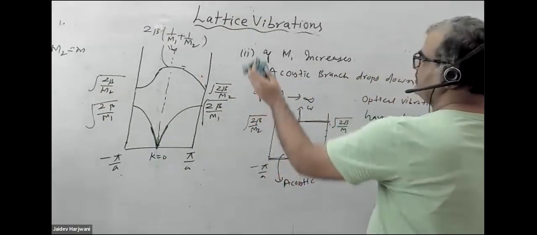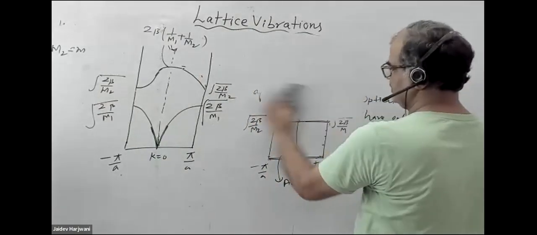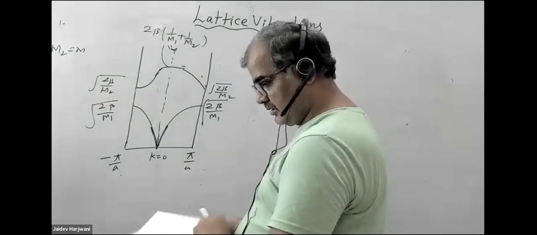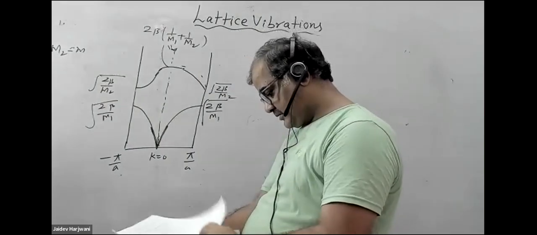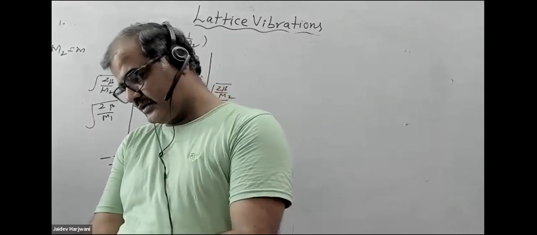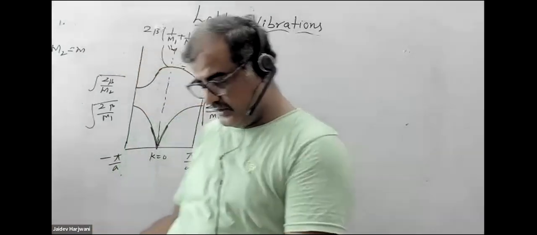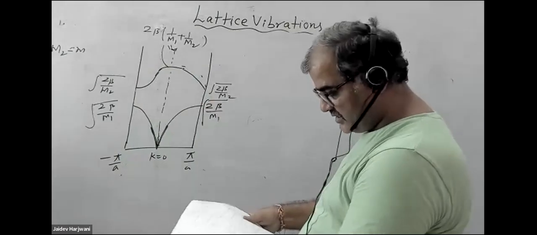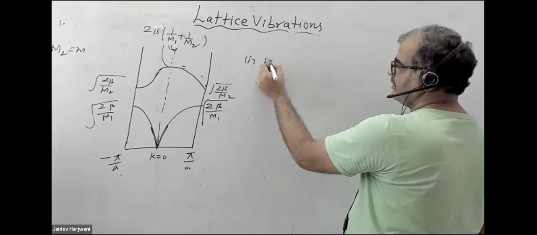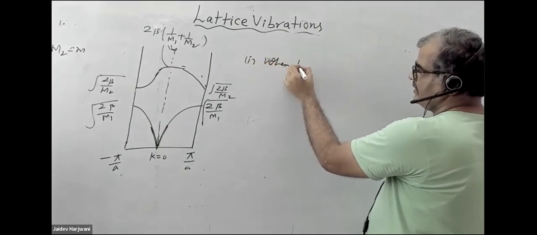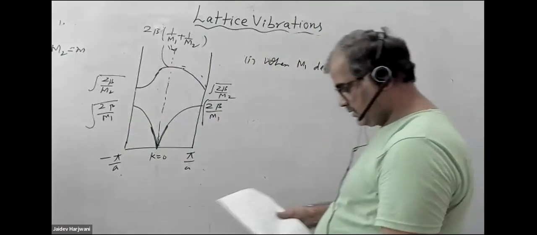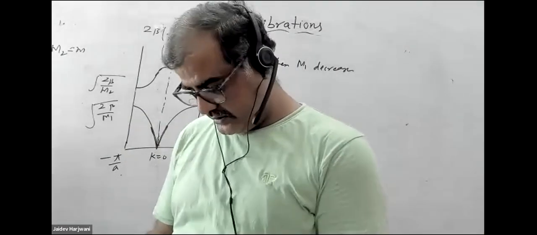Now let me discuss point number 3. When m1 tends to infinity. Let me discuss what the third point is. Third point is there or not? Yes, it is there. When m1 decreases, okay, m1 decreases, or let me show.